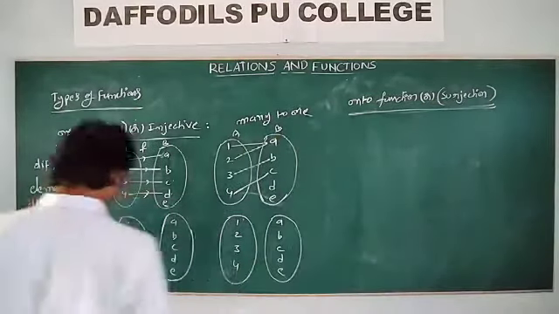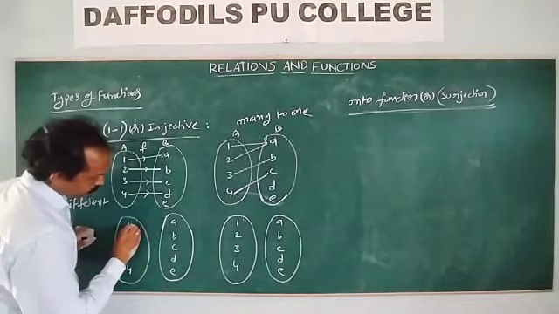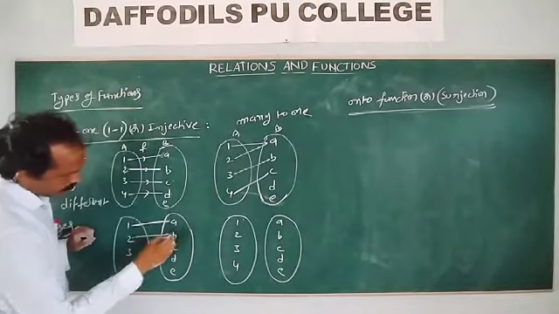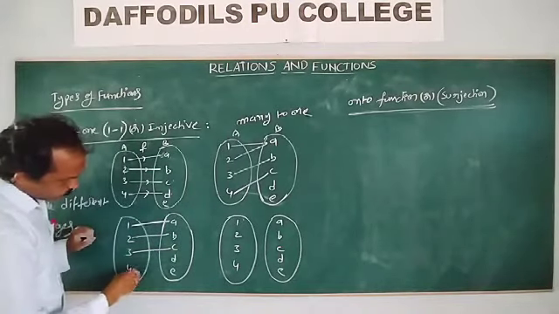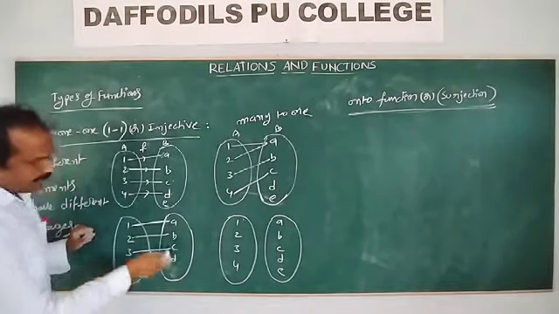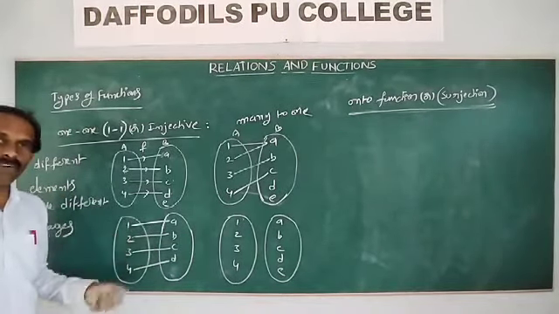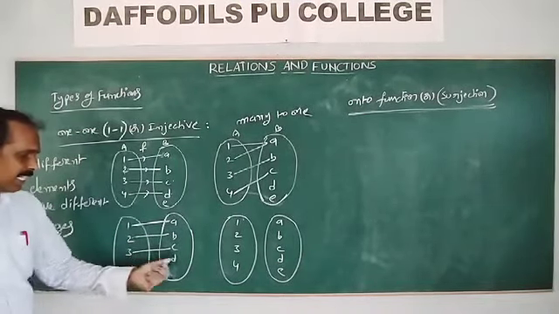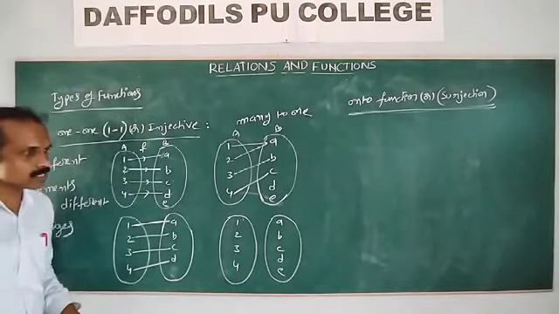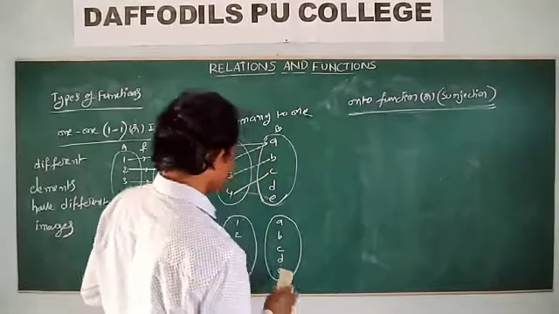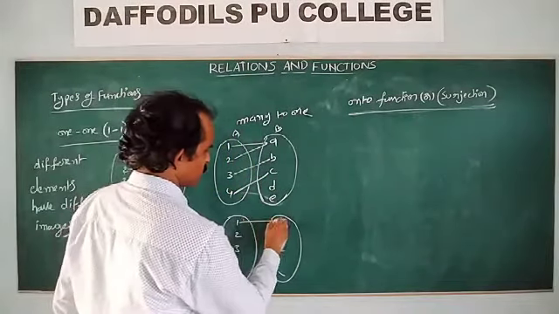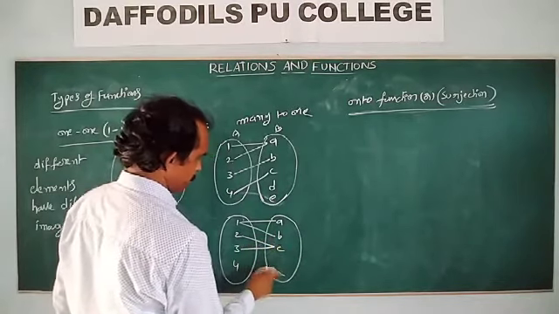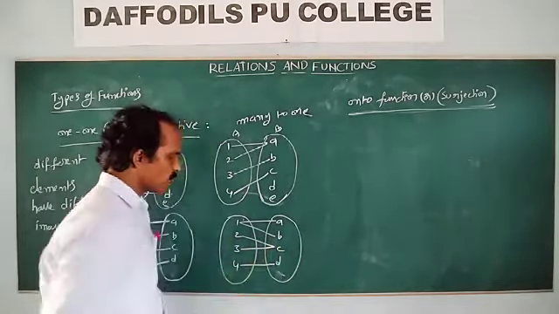Now we'll see this one. It is an onto function, and also a one-one function. Onto and one-one: 1 to A, 2 to B, 3 to C, 4 to D. Okay, students? Right.